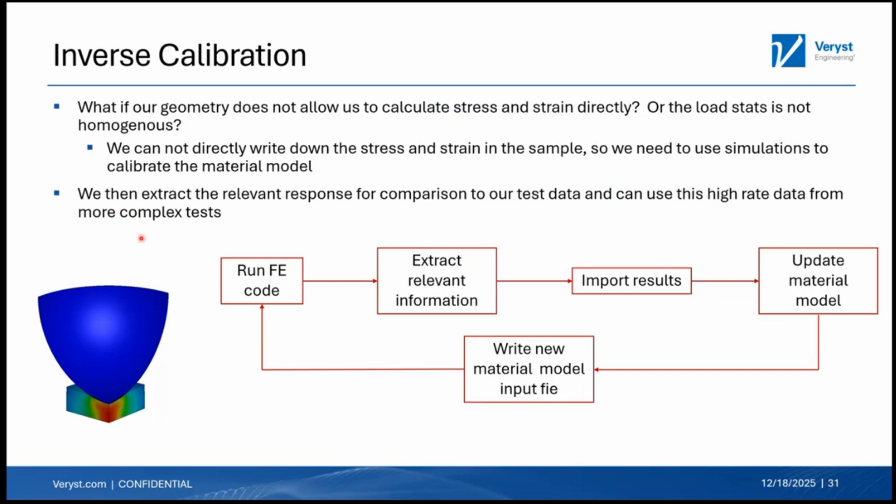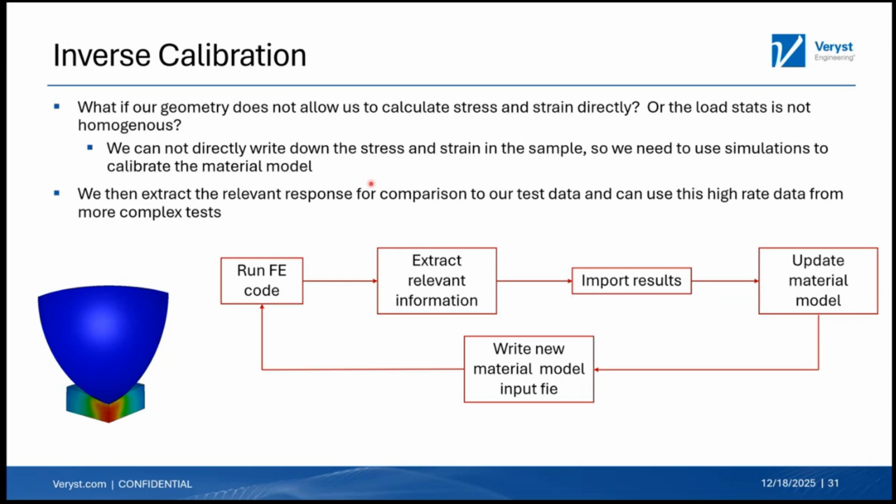The last part in material model calibration is what we call inverse calibration. This is sometimes used in validation, which I'm going to talk about next, or sometimes if you've got a non-standard part. So this is kind of doing a ball impact test on a specimen that you see here. I have a non-uniform stress state. I can't write down what the stress is, but I can measure force and displacement. So how can I use this?